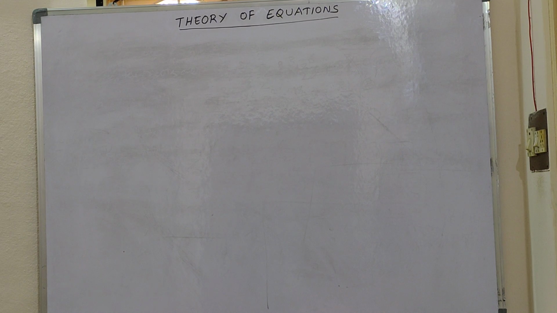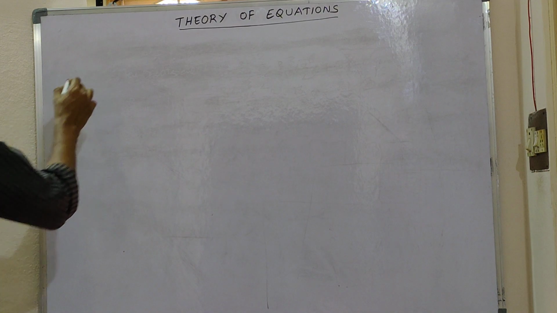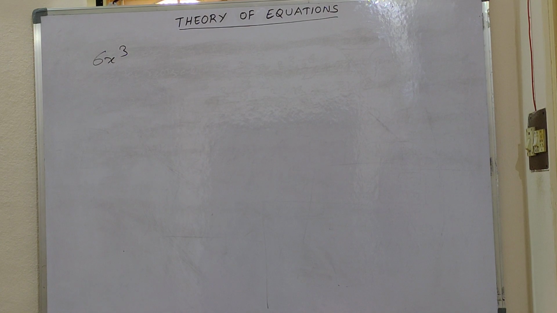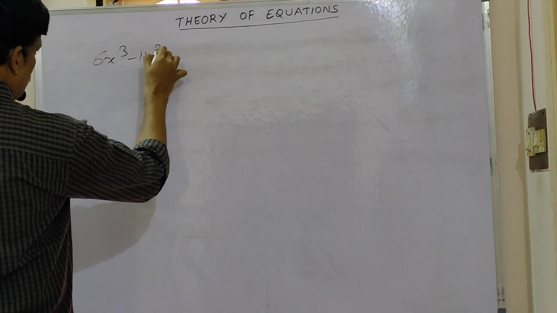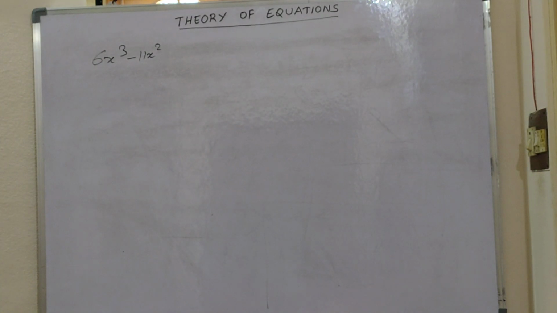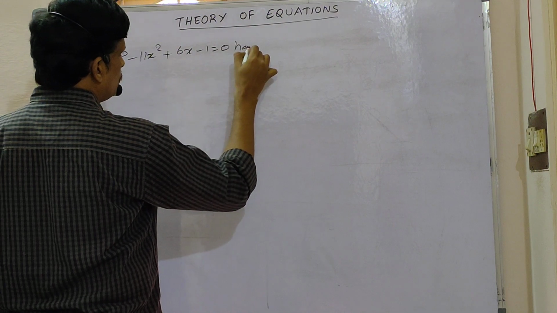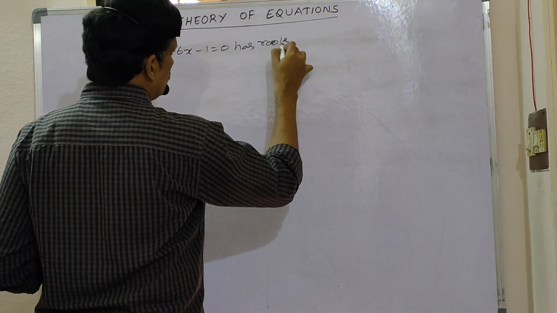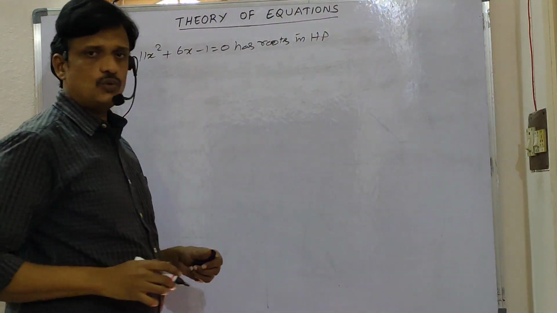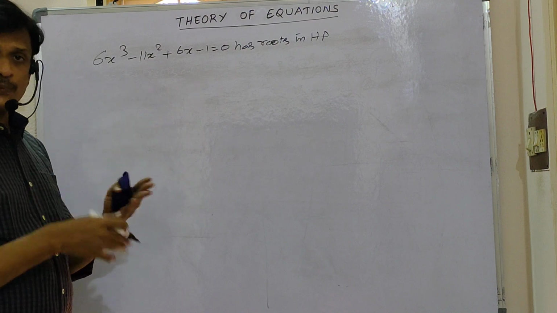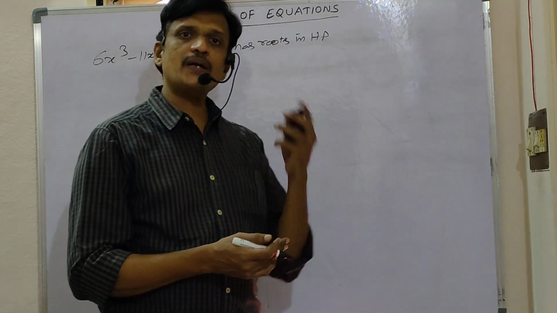Okay, when the roots are in harmonic progression, that is very much similar with the first one. Here 6x cube minus 11x square plus 6x minus 1 equal to 0 has roots in HP. Means x values are in harmonic progression, means their reciprocals 1 by x values are in arithmetic progression.